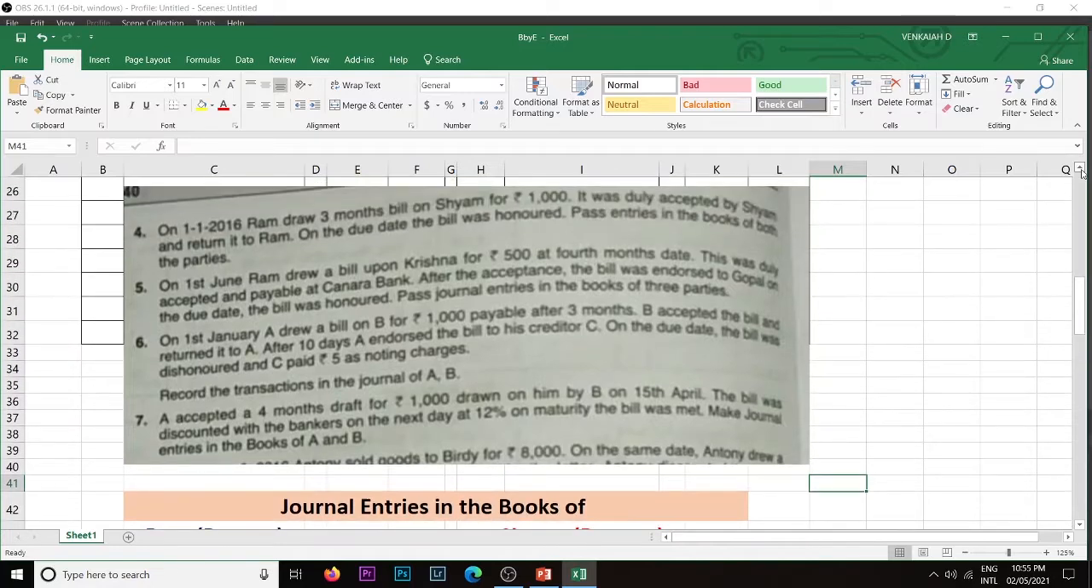These are short answer questions. On 1/1/2016, Ram drew a 3 months bill on Shyam for 1000 rupees. So here the date of the bill is 1/1/2016 and the term of the bill is 3 months. The parties of the bill are Ram, the drawer, and Shyam, the drawee. The amount of the bill is 1000. It was duly accepted by Shyam and returned to Ram. On the due date, the bill was honored. The amount was paid.